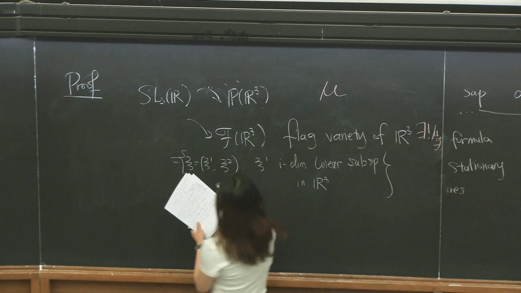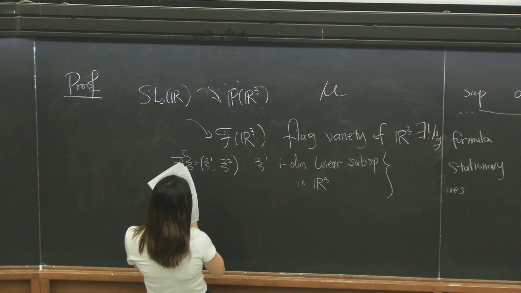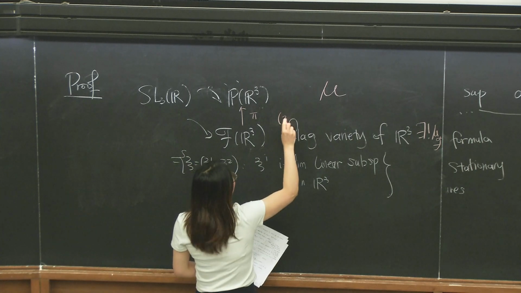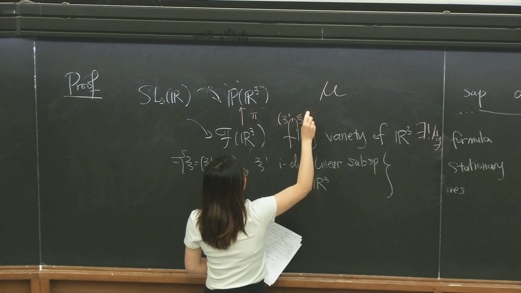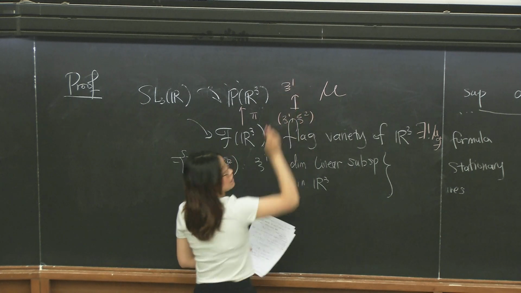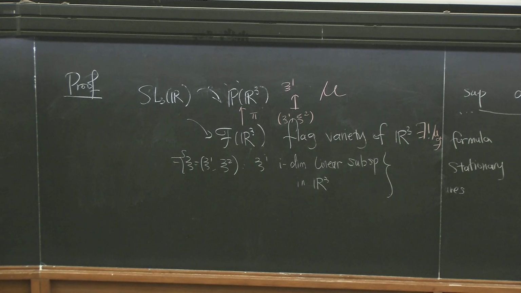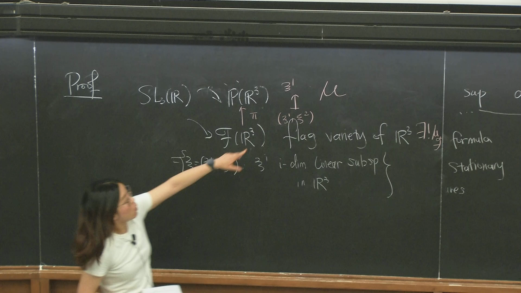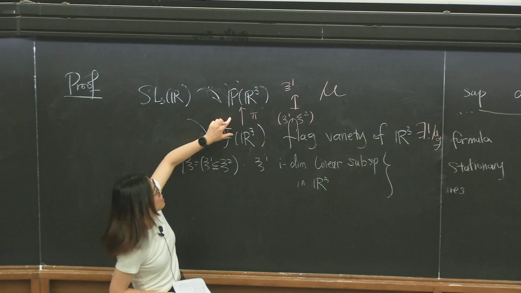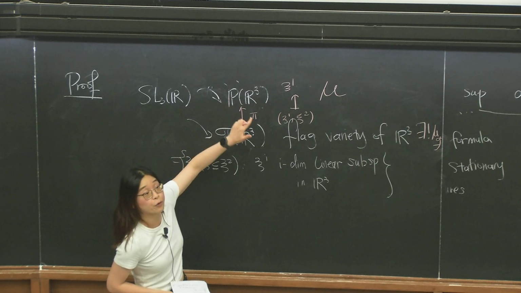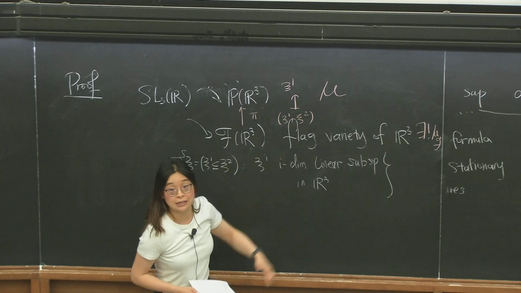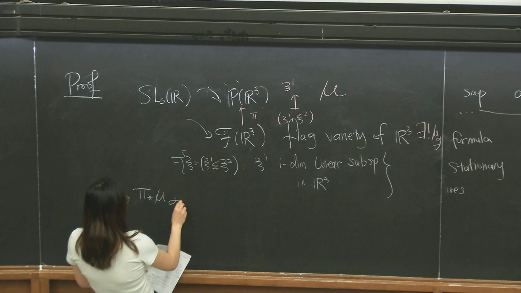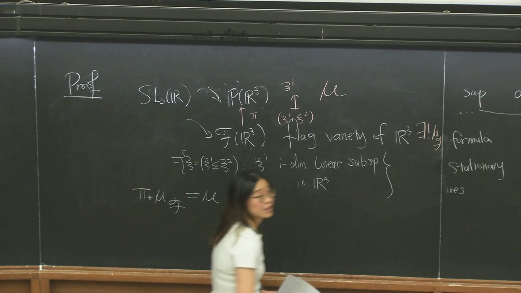Now I have this projection map pi, which just maps a pair (C1, C2) to C1. Because pi conjugates the SL3R actions, from the uniqueness of the stationary measures we can show that the projection of the stationary measure on the flag variety is exactly mu. So this is the first step.